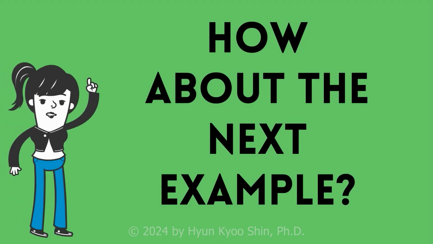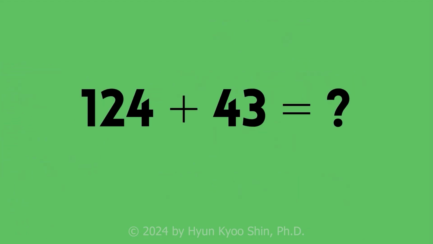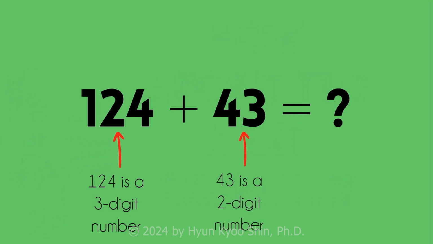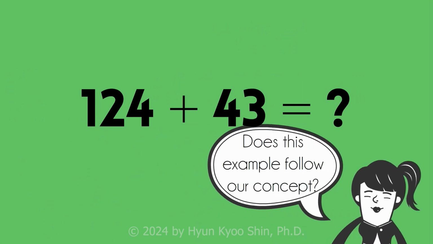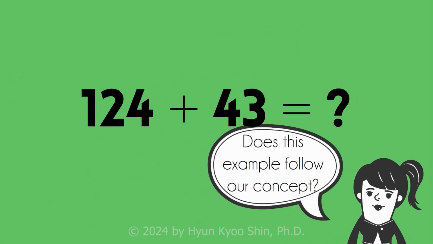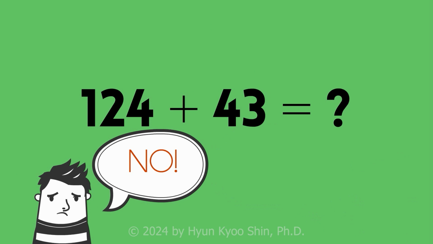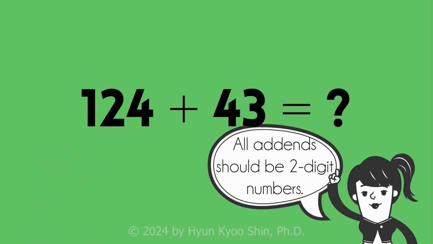How about the next example? 124 plus 43 is equal to... 124 is a three-digit number. 43 is a two-digit number. Does this example follow our concept? Very good. All addends should be two-digit numbers.